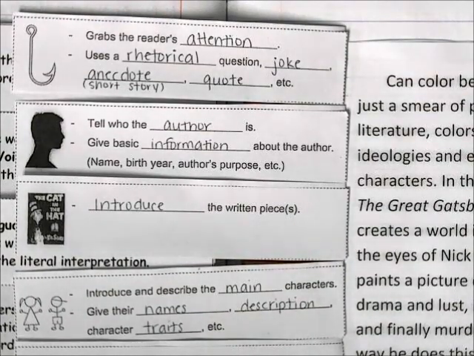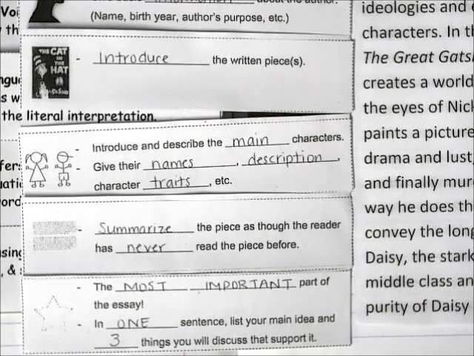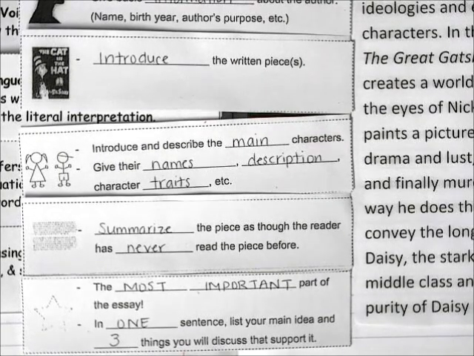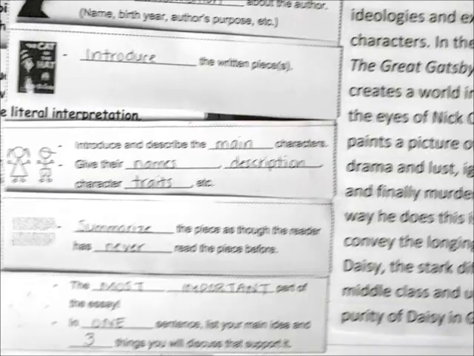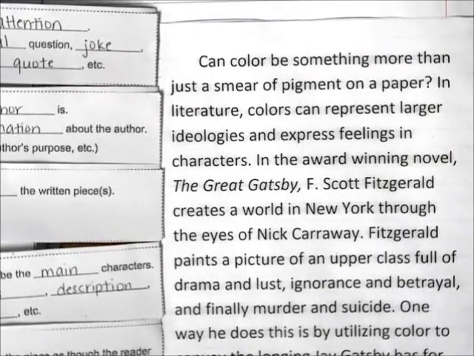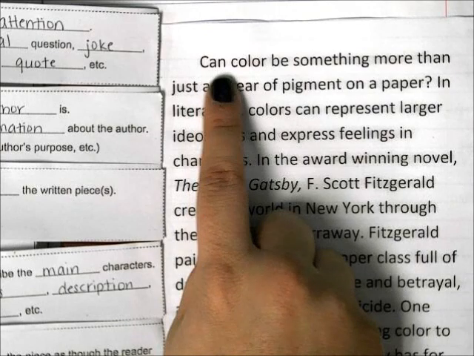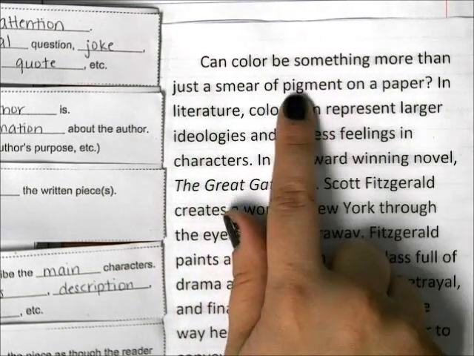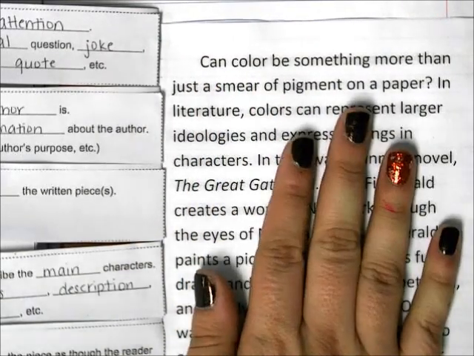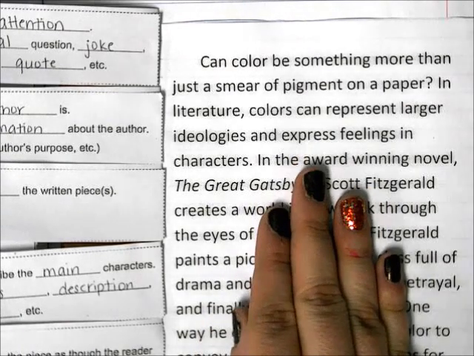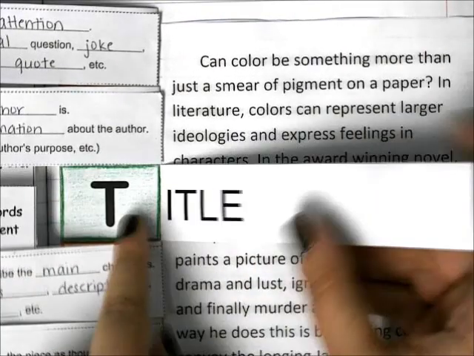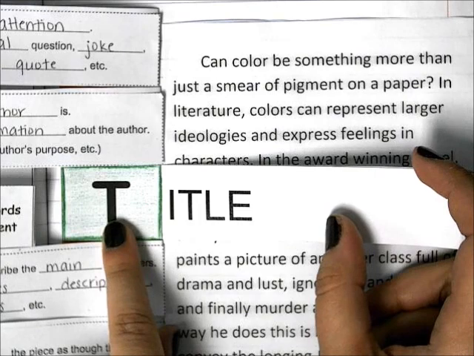If you need to take notes, I would do that right now because I'm going to go over them pretty quickly in class. So go ahead, pause your videos, and write notes on both the top and the bottom. Now, on the side, you will notice that I actually already glued in the paragraph that is for the introduction. So this paragraph starts with, can color be something more than just a smear of pigment on paper? So you want to glue that on there on the side. Don't color it right now because you're going to be coloring it in class.